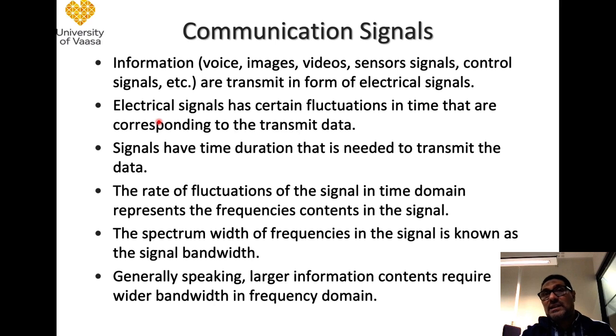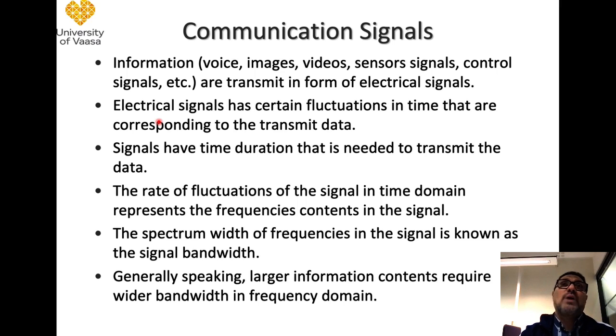We usually see the signal in time, but the rate of change of these fluctuations is known as frequency. So the signal has the time domain, where the signal naturally changes in time, but also the rate of changes is called the frequency inside that signal. Okay, so the spectrum of the frequencies is called the bandwidth. The signal bandwidth.